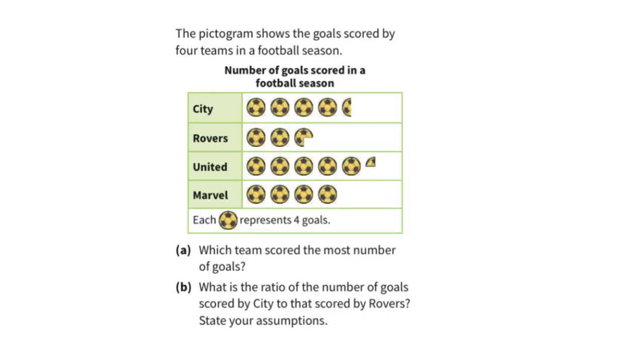Hello everyone, welcome to this question where we are given a pictogram and we got a title which represents the number of goals scored by these four teams, and each ball represents four goals. Just by one look, which team scored the most number of goals? Pretty straightforward, that's where the beauty is. So in this case it is United. And what is the ratio of the number of goals scored by City? City is 4 goals, 4, 8, 12, 16, plus half a ball. Half a ball is 2. So it's 18.